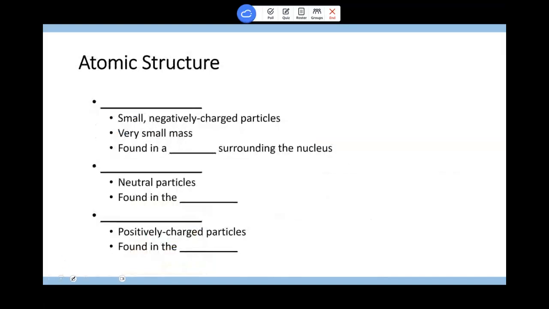Okay, so in atoms, now we're talking about subatomic particles. There's really three things that we care about. There's electrons. These are very small, negatively charged particles. They have an extremely small mass, and they are found in a cloud surrounding the nucleus.